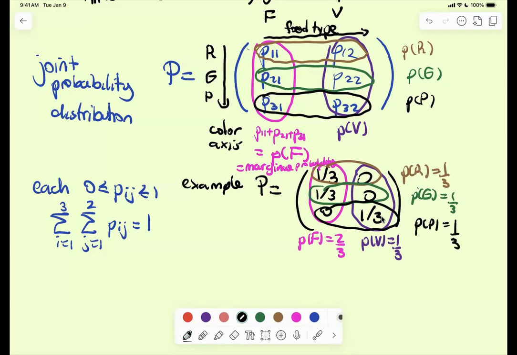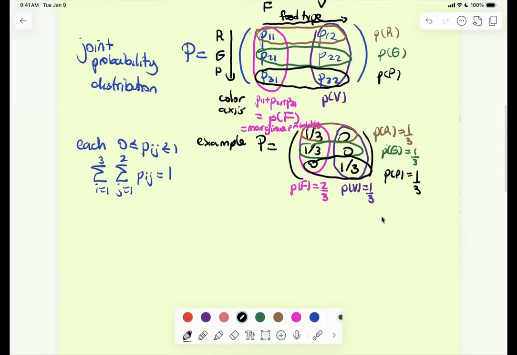Now, you do have to be careful, because the marginals do not determine the joint probability distribution. It is possible for different joint probability distributions to give you the same marginals. So for example, here's another joint distribution. Where do I have it? Ah, here you are.